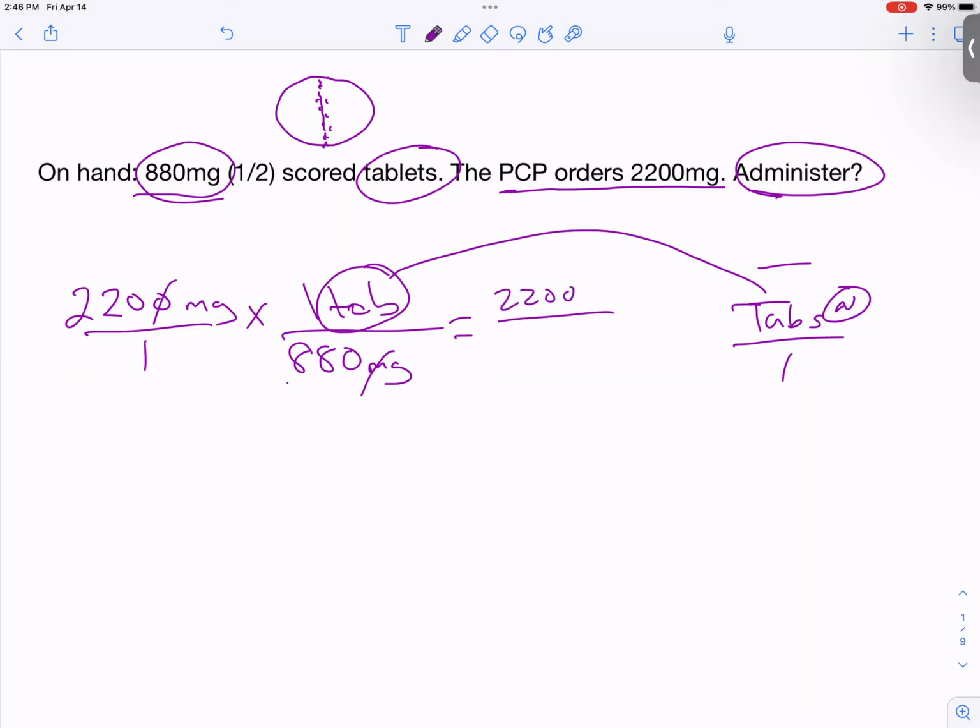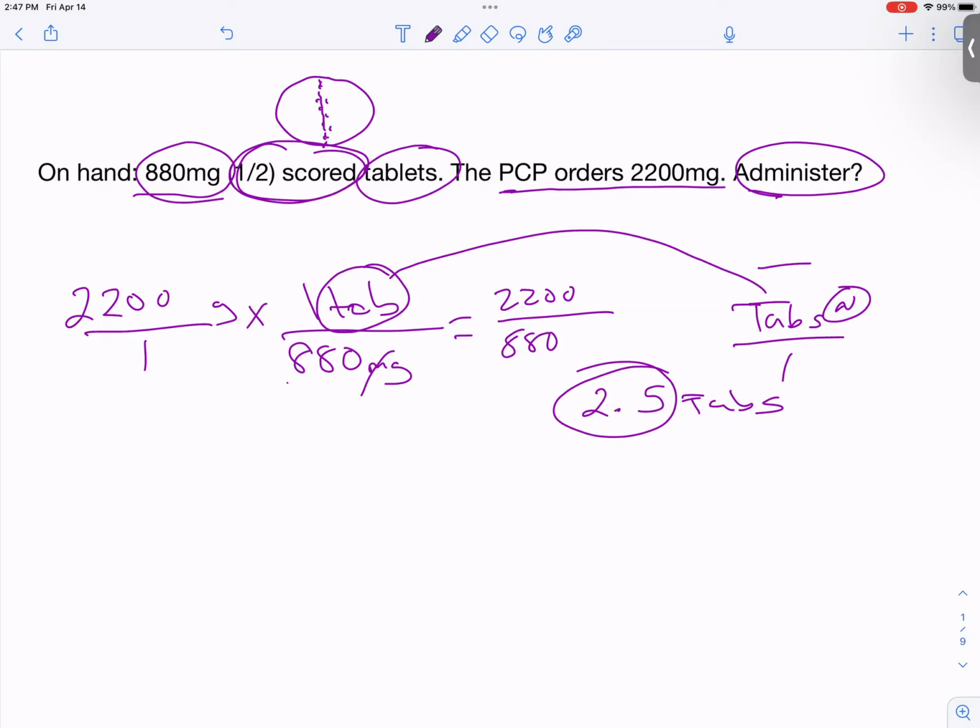2,200 times 1 is 2,200, and 880 times 1 is 880. And when I divide 880 into 2,200, it will give me 2.5 tablets. All right, you can write tabs, you can write tablets, but it gives you 2.5. And because we could split it in half, 2.5 is appropriate. So yes, I know the half is distracting, but this is just so you can know how you can break it up, okay?